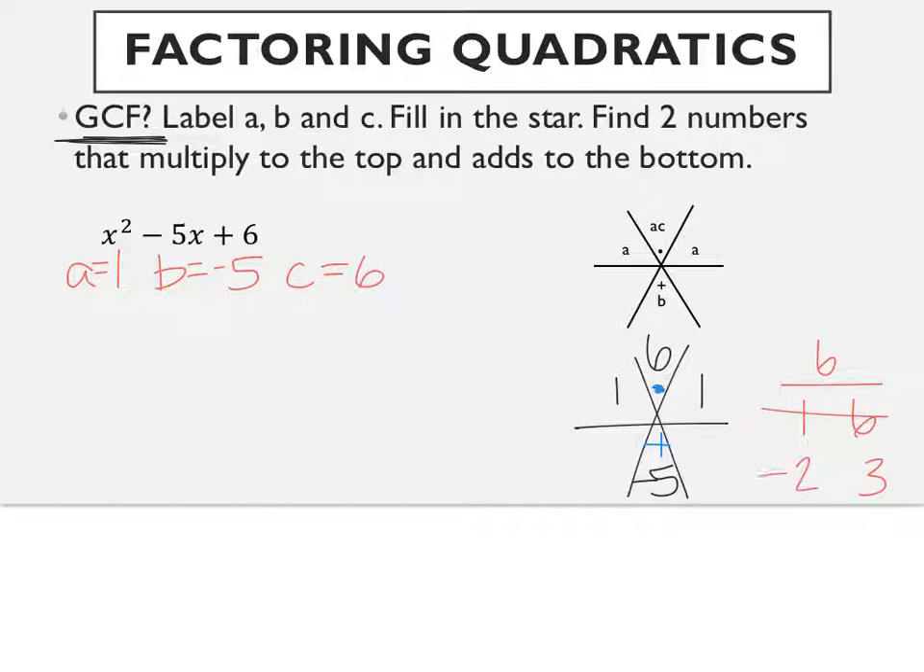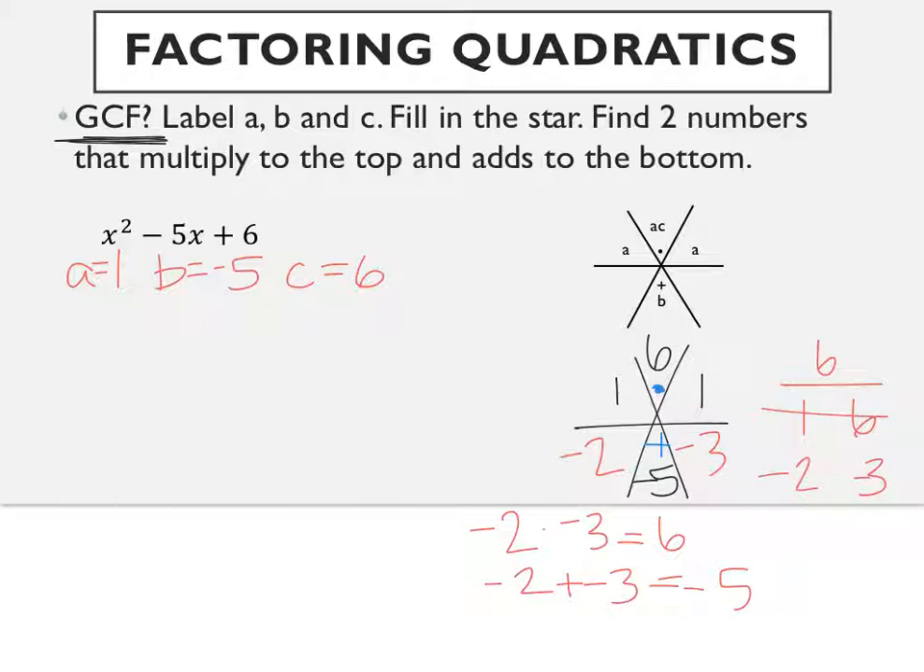However, if I do negative 2 and negative 3, negative 2 times negative 3 is positive 6, and negative 2 plus negative 3 is negative 5. So you just kind of have to guess and check and work through it and see what you need to do. All right, here's the last new part.